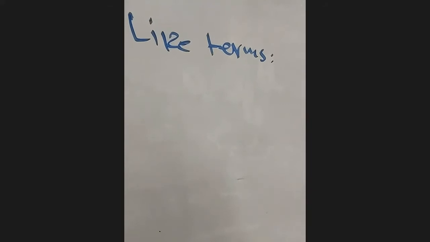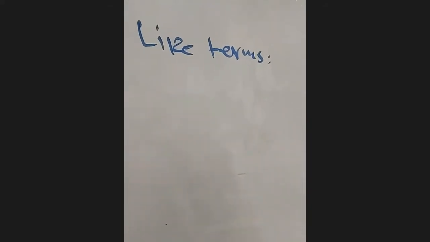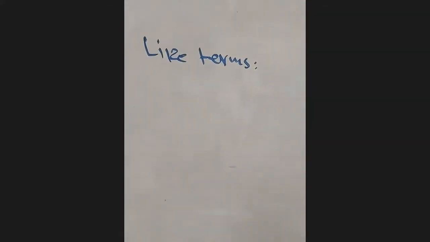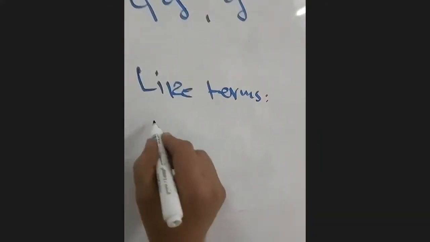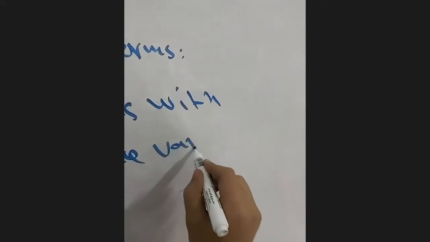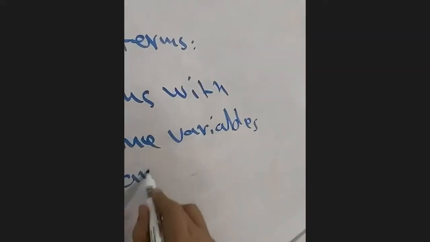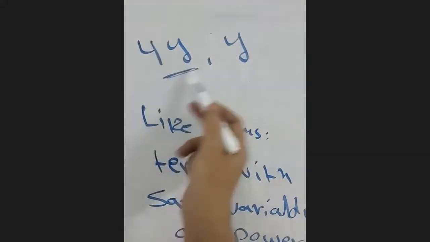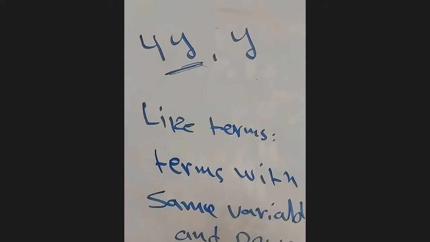Numbers that are like each other? No, we don't say that like terms are numbers. No, they are not numbers. We say they can be terms with variables also, with the same variables and powers. We said that, right? Yeah. So, what's the variable here? y. What's the exponent here?